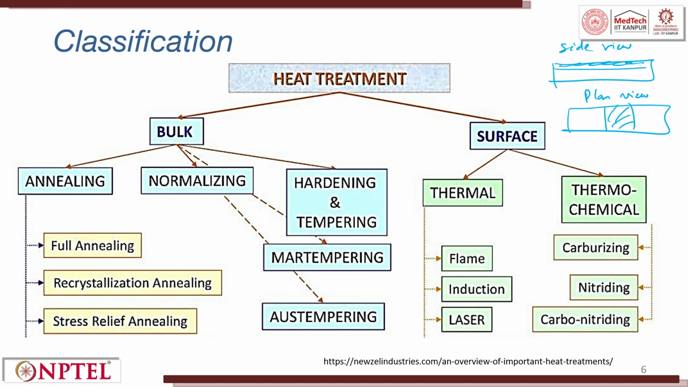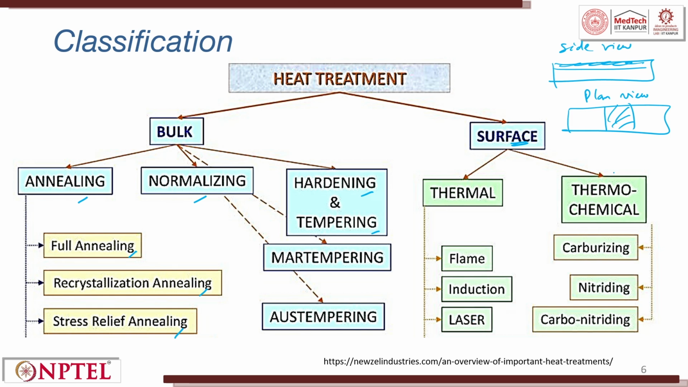When we talk about bulk, we have annealing, normalizing, hardening and tempering. We also have martempering and austempering. These are the classifications under bulk. And again in annealing, you have full annealing, recrystallization annealing and stress relief annealing. When we go towards the surface, you have two categories. One is thermal, the other one is thermochemical. Thermal means you can do flame, induction or laser.